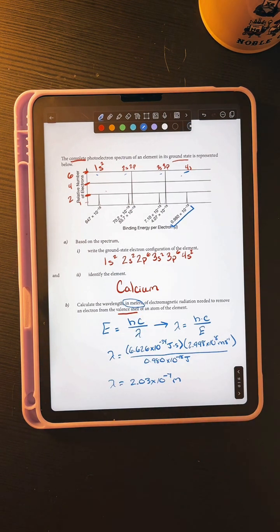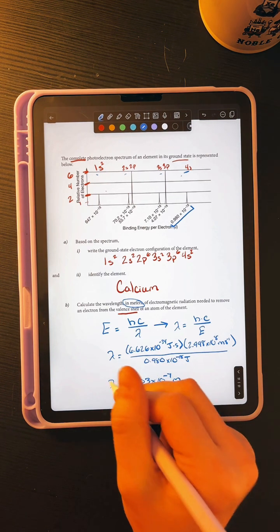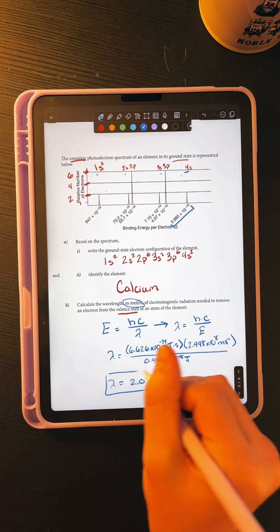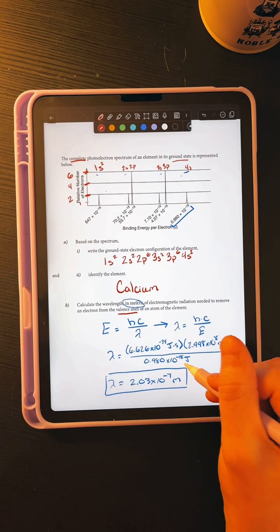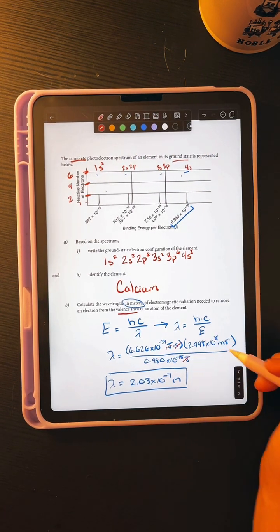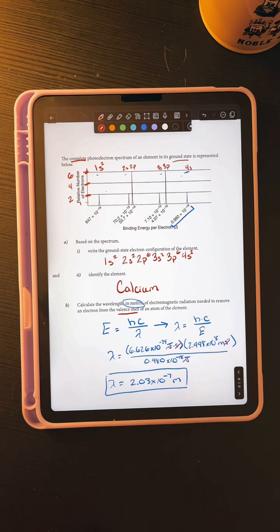Sometimes it'll ask you for nanometers, or I've seen micrometers, things like that. But here, we just want it in meters. And just to verify that the units cancel, joules will cancel out, seconds cancel out, and we're left just with meters. And that's how you would do that one.